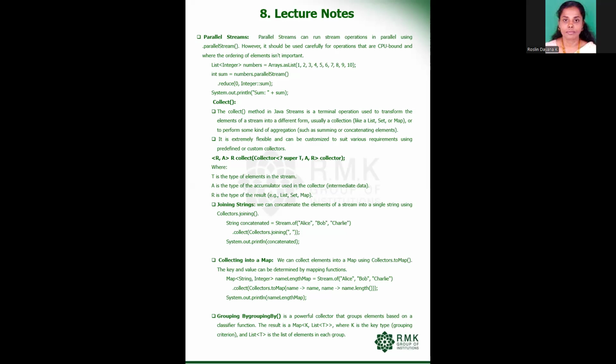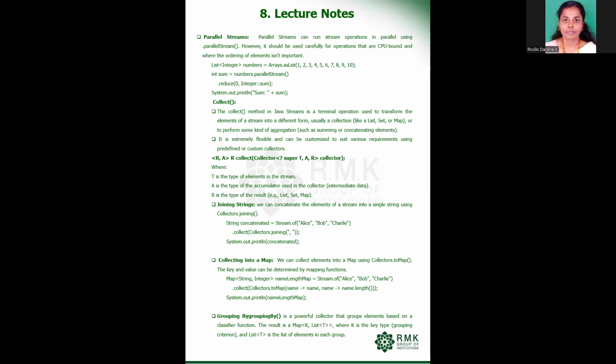Collect method, it's used in Java. It's a terminal operation used to transform elements of a stream into a different form, usually a collection like list, set or map, or to perform some kind of aggregation. It is extremely flexible and can be customized to suit various requirements using predefined or custom collectors. So collector syntax: collect of result R comma A, and collect of each value. T is the type of elements in the stream. A is the type of accumulator used in the collector. R is the type of the result.